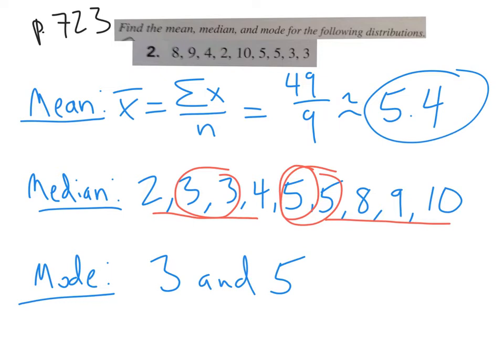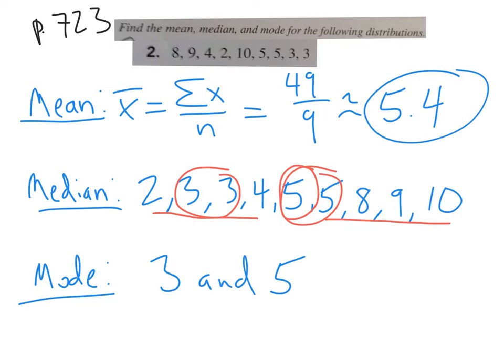Right, so we have our mean, our median, and our mode. Notice mean and median are pretty close, which they usually are, not always, but they're both trying to give you an idea of what value is closest to the middle. So 5 is a pretty good guess here. 5 is also one of our modes. The 3 is the mode.